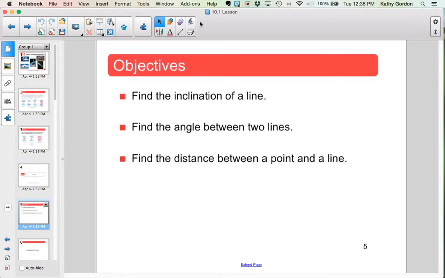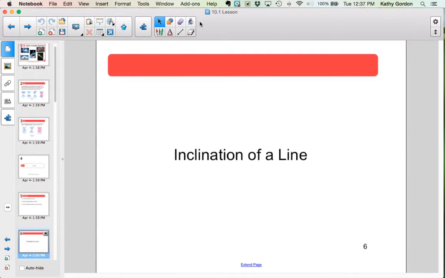Okay, so these are the three things we want to be able to do by the end of class today. Be able to find an inclination for a line, be able to find the angle between two lines that have been graphed, and find the distance between a point and a line where the point's not on the line. All right, so let's start with inclination.